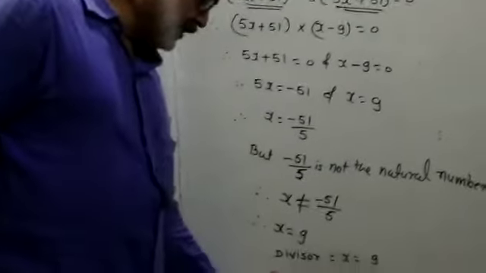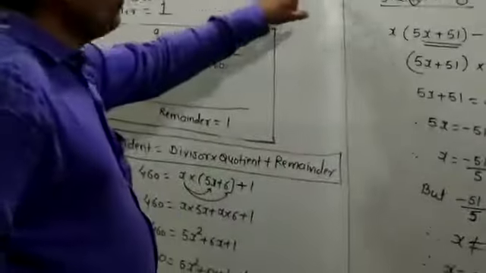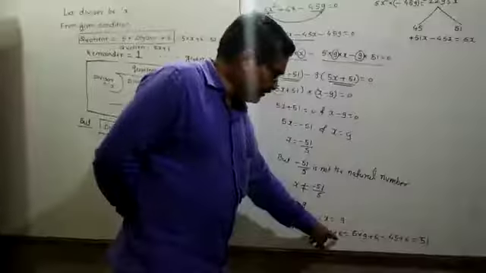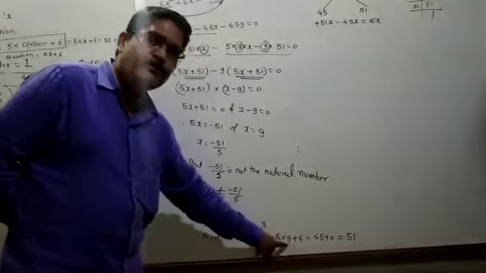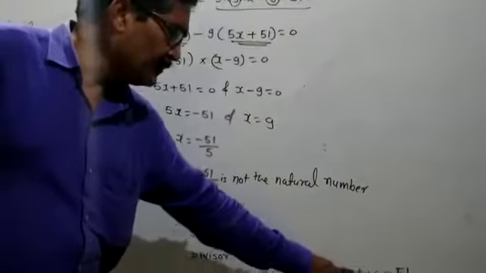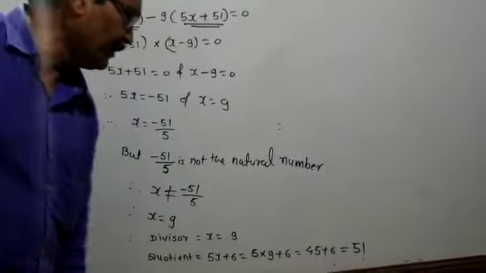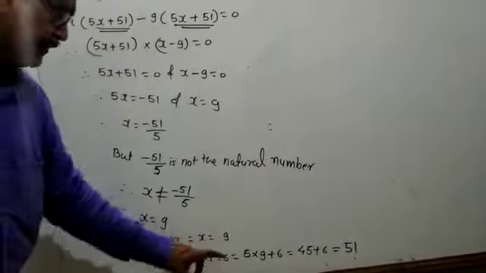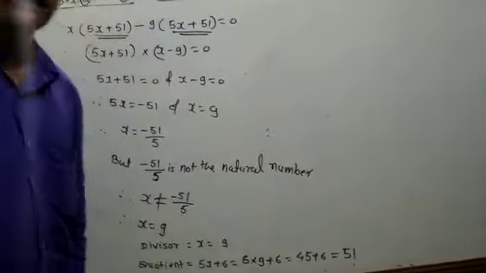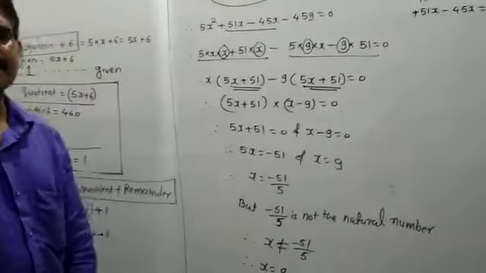Therefore the quotient you have to find out. Quotient is 5x plus 6. 5 multiplied by the value of x, which is 9, plus 6. 45 plus 6 is equal to 51. In this way the divisor will come 9 and the quotient will come 51. In this way you have to solve this problem.